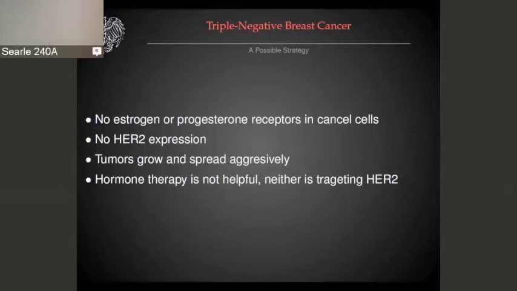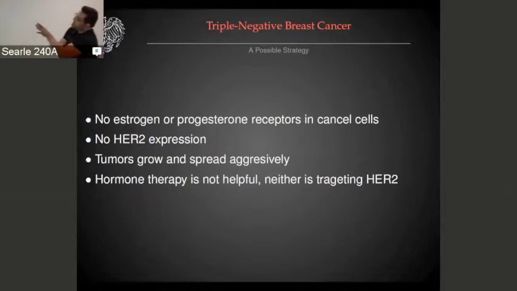So let's talk about a very specific example of triple-negative breast cancer. This is a kind of breast cancer where the cells do not show any estrogen or progesterone receptors, and there's no HER2 expression. And in this case, the tumors grow aggressively. And the problem is, since there are none of those hormone receptors and HER2, hormone therapy is not helpful. So the only way of handling these is chemotherapy, which is not a great option.